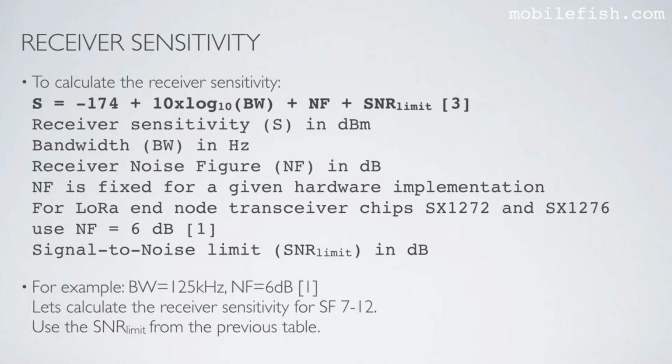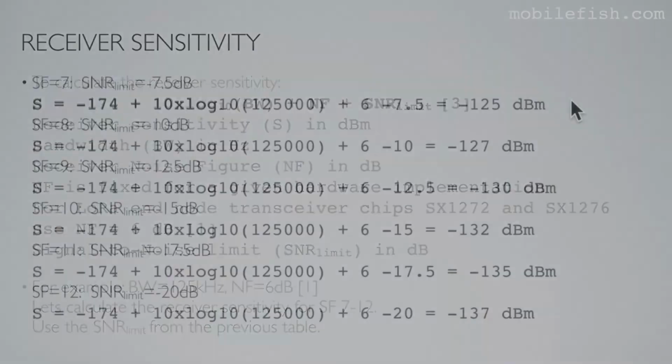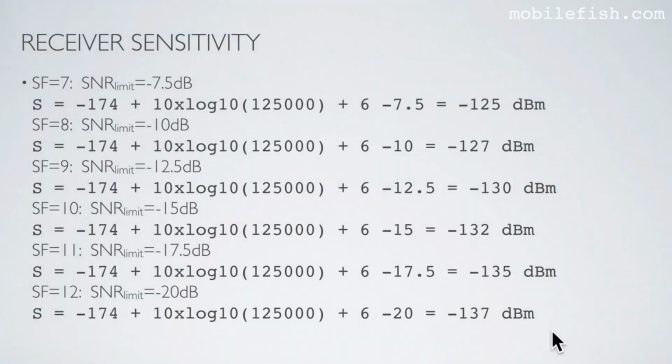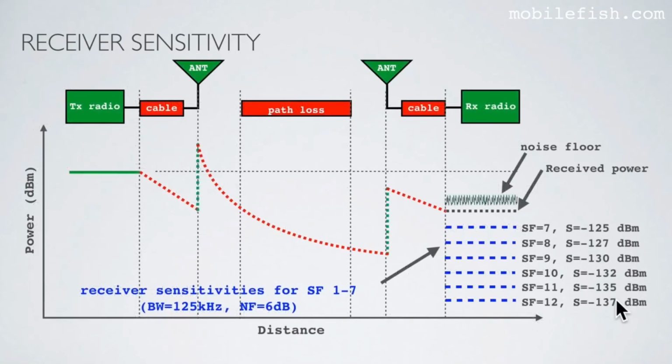For example, the bandwidth is 125 kHz and the receiver noise figure is 6 dB. Let's calculate the receiver sensitivity for spreading factor 7 to 12. Use the SNR limit from the previous table. Here are the calculated receiver sensitivities for different spreading factors. As you can see, if the spreading factor increases, the receiver gets more sensitive. You can see the same values put in this figure. If the spreading factor is 12, it has its highest receiver sensitivity.